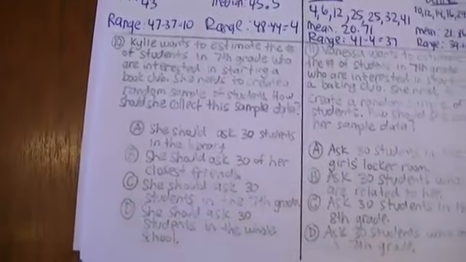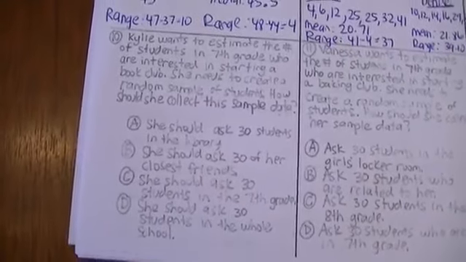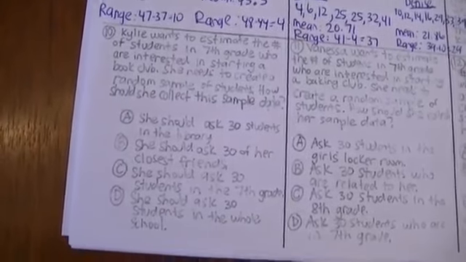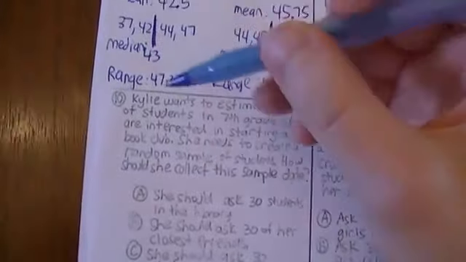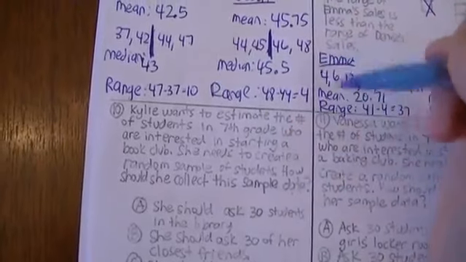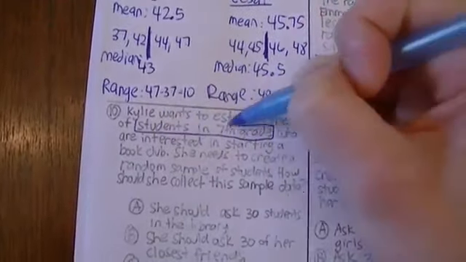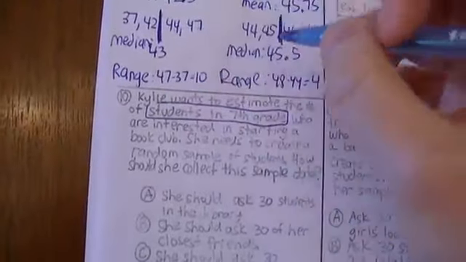Okay, Kylie wants to estimate the number of students in 7th grade who are interested in starting a book club. She needs to create a random sample of students. How should she collect the data? So what I want you to do first is identify the population. Who are we interested in studying? And it's the students in 7th grade. That's the population.